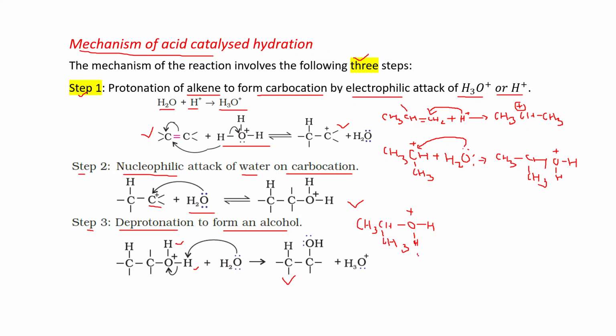Now either this hydrogen or this hydrogen will be removed from this, and these electron pairs will shift to this, and we will get CH3, CH, this is OH, and this is CH3. And again this H plus is generated, which acts as a catalyst in the first step. Okay, now this is the mechanism of conversion of propene into propan-2-ol.